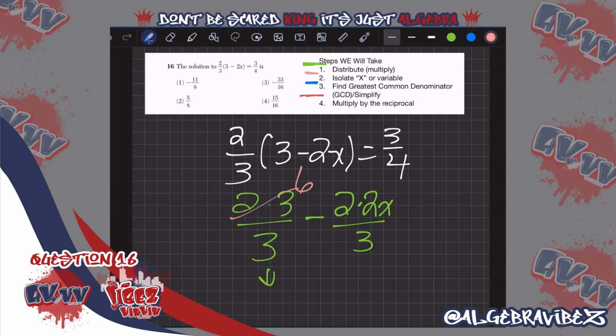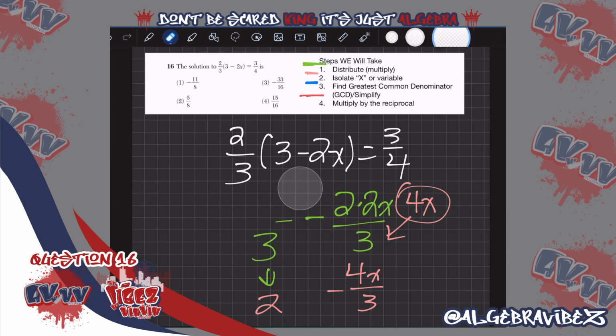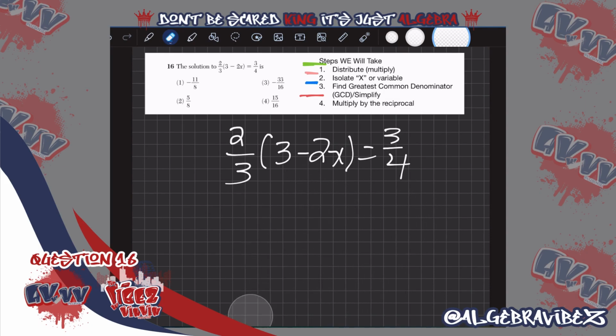6 over 3, which gives us 2. And when we combine these, 4x over 3 with the negative sign. So I'm going to erase this stuff here as we just did step 1, and I'm going to write it as we would do it after that. So it's going to be 2 minus 4 over 3x is equal to 3/4.